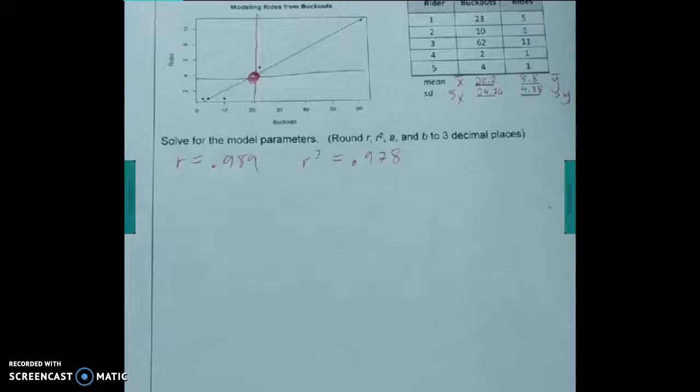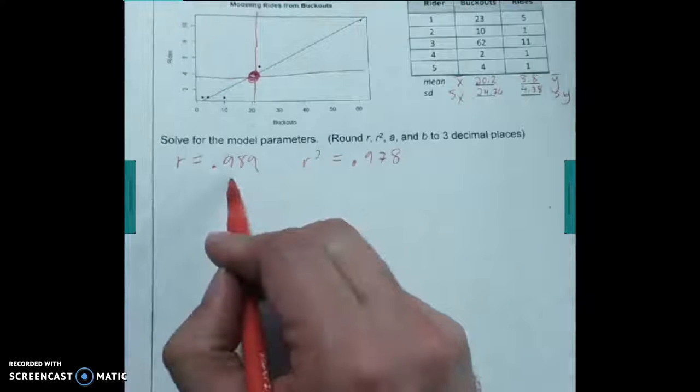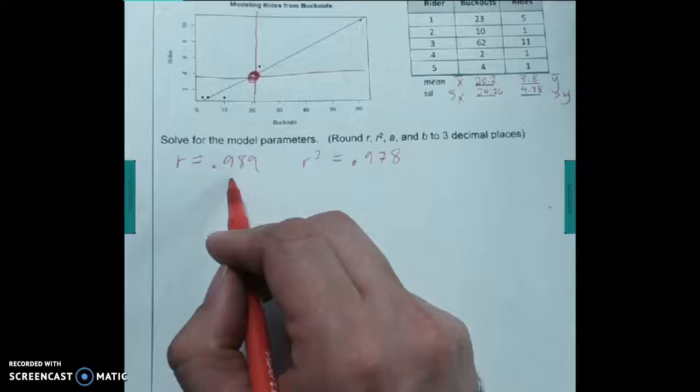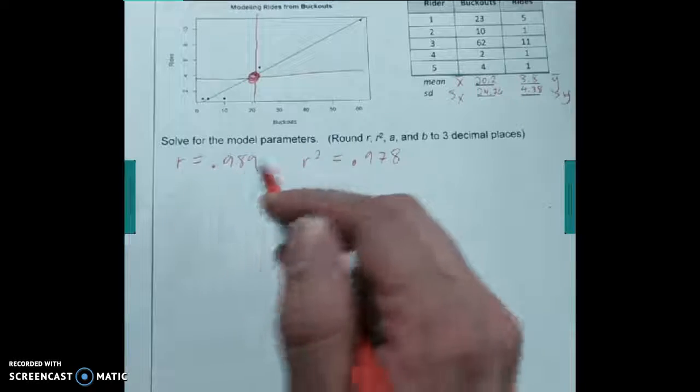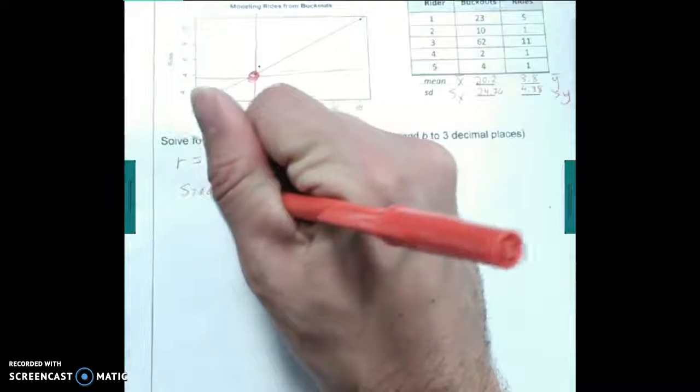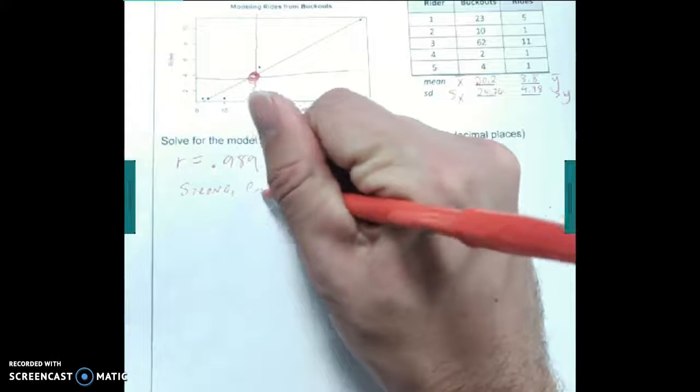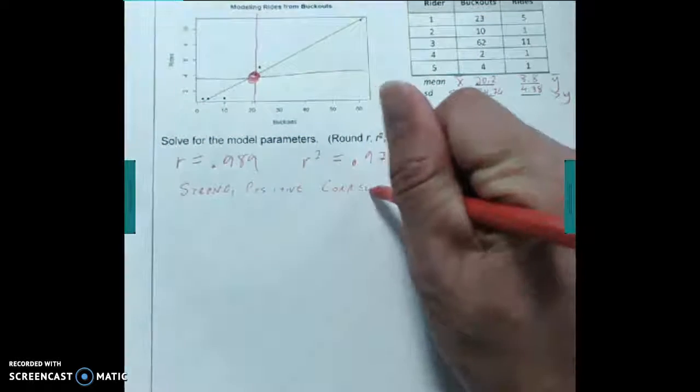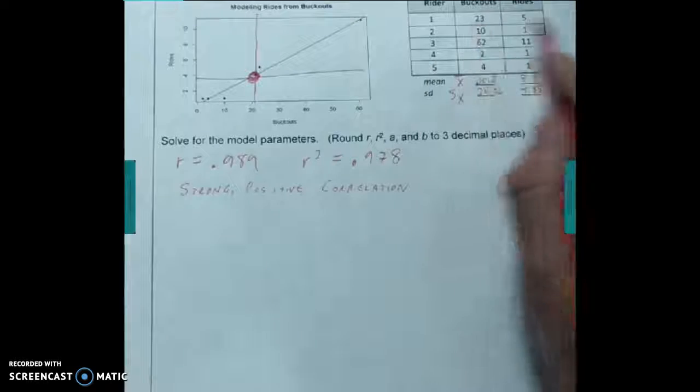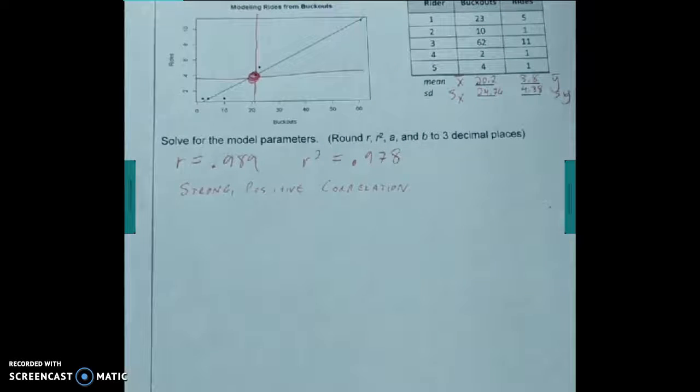Just a quick review from Unit 2. That is a correlation coefficient. And that correlation means that there is a strong positive correlation between buck outs and number of rides. That's what that means.